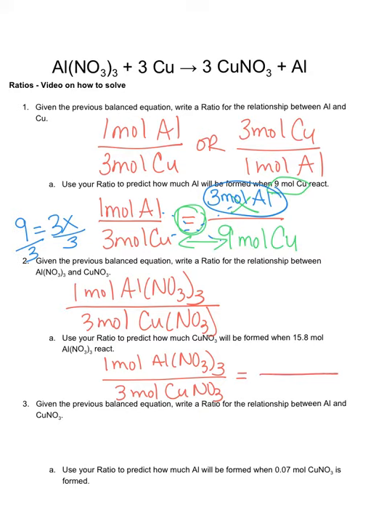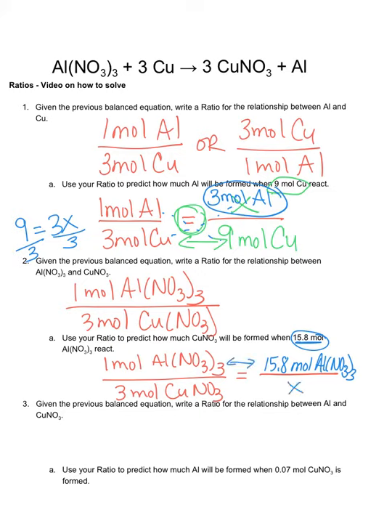When I make my equal sign, I have 15.8 moles of aluminum nitrate right here. This is the equal sign here, so this has to go up here. So moles AlNO3, and 15.8 moles of aluminum nitrate. Now, this is an equal sign, so again, that's why those are equal to each other.